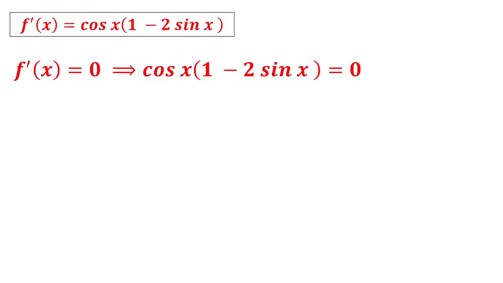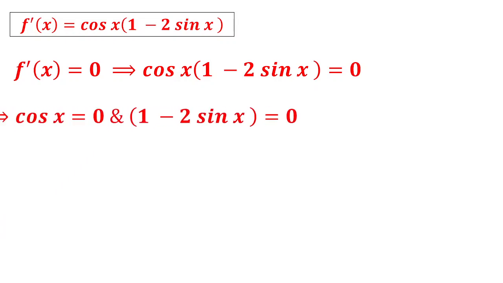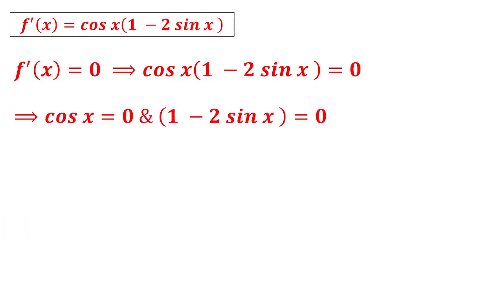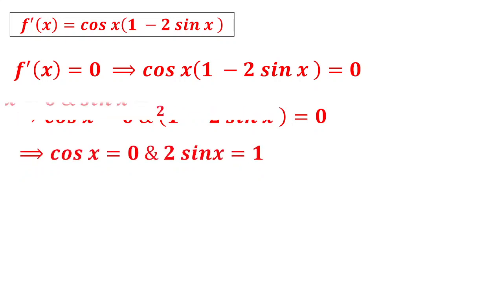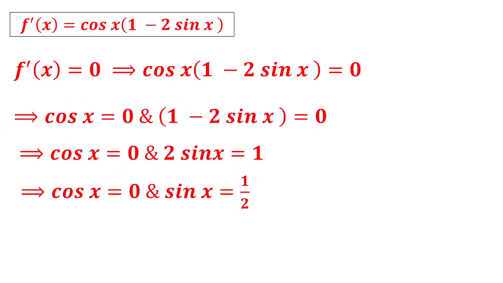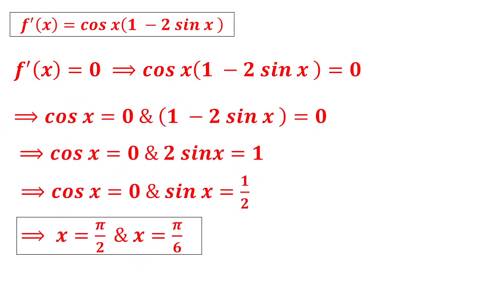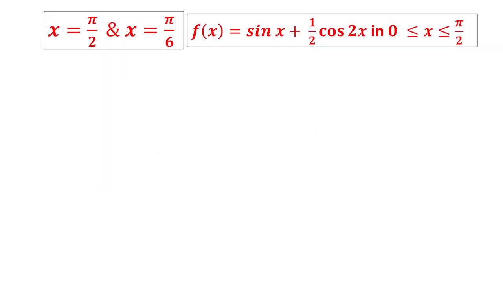When I equate it to 0, cos x is 0 or 1 minus 2 sin x is 0. What will happen when cos x is 0? x will be pi by 2. And when 1 minus 2 sin x is 0, 2 sin x is 1, sin x is half, so x is equal to pi by 6. Therefore, when you equate f dash of x to 0, you are getting the values of x as pi by 2 and pi by 6.